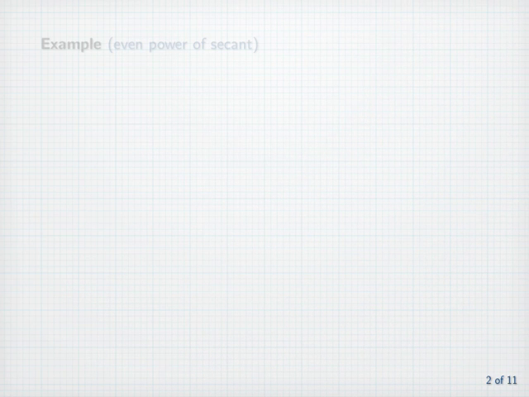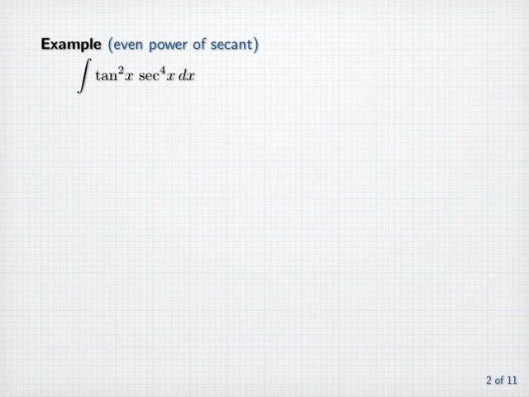Here's an example that's typical of the case where we have an even power of secant. Let's consider the integral of tangent squared x times secant to the fourth x dx. The key here is to factor secant to the fourth x into secant squared x times secant squared x and group one of those secant squared x's with dx, so that we can think of that as du with the idea of substituting u equals tangent x.